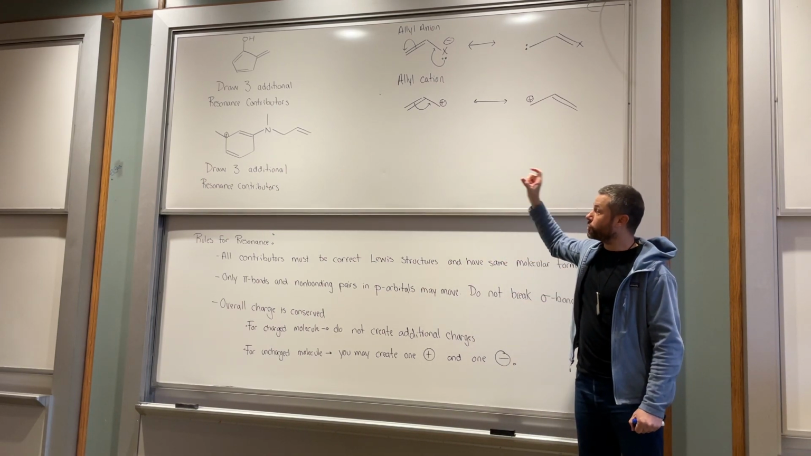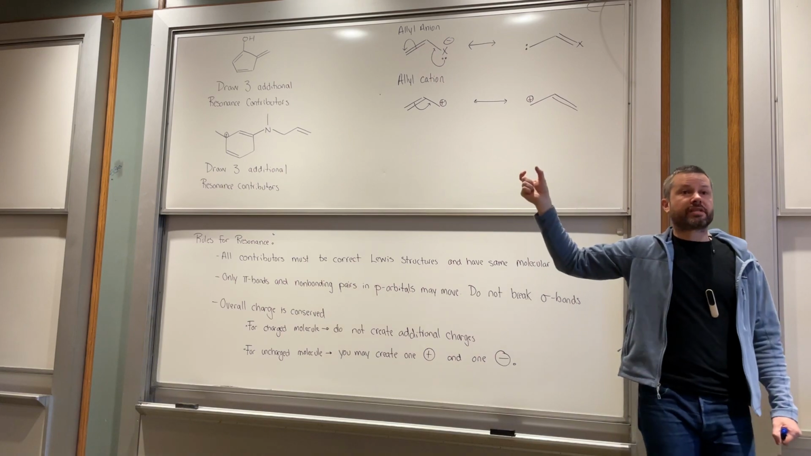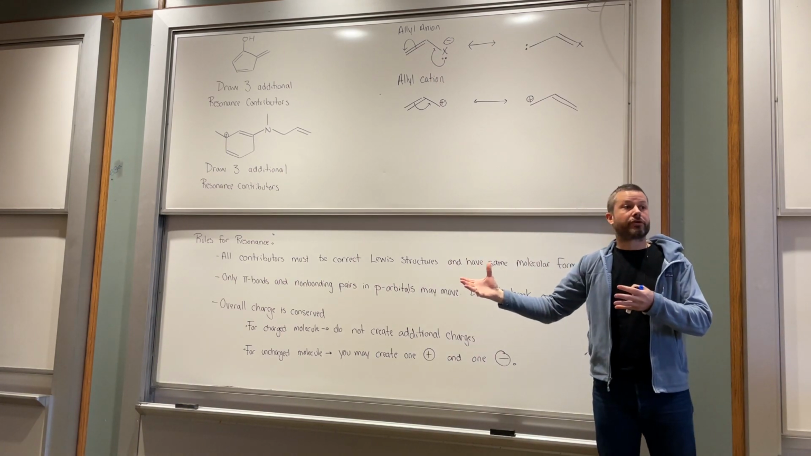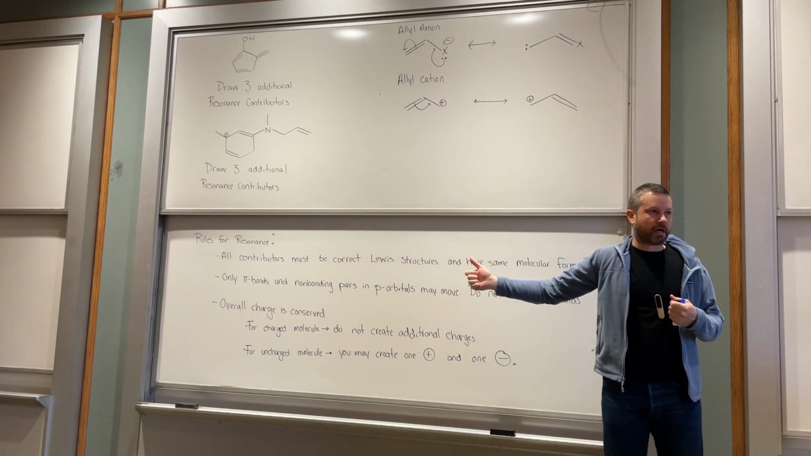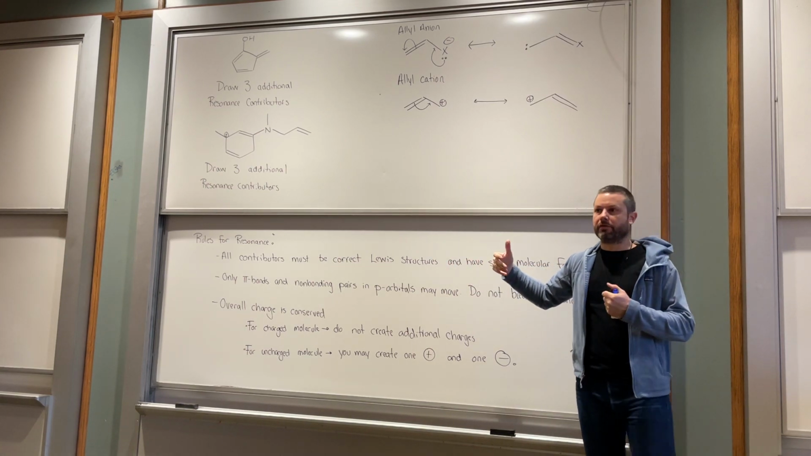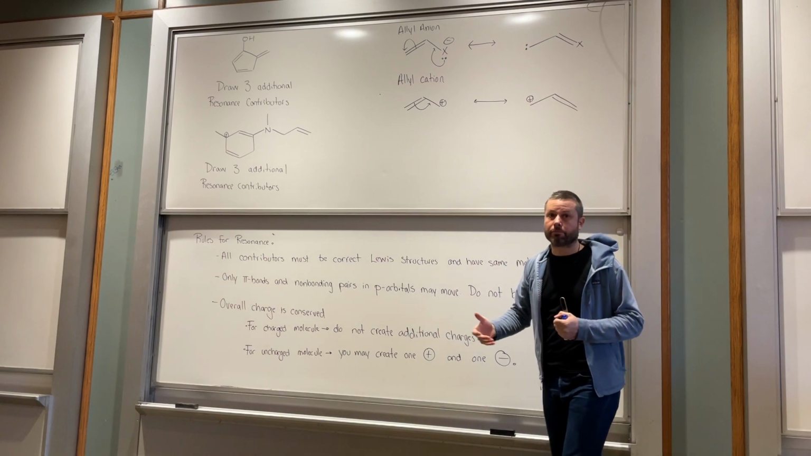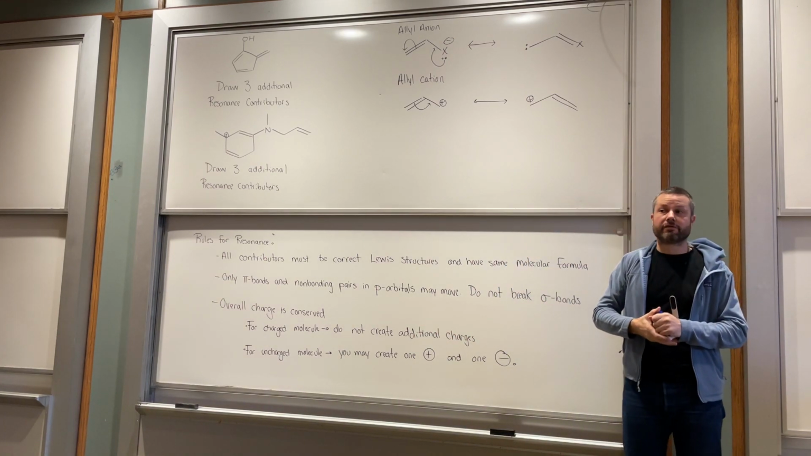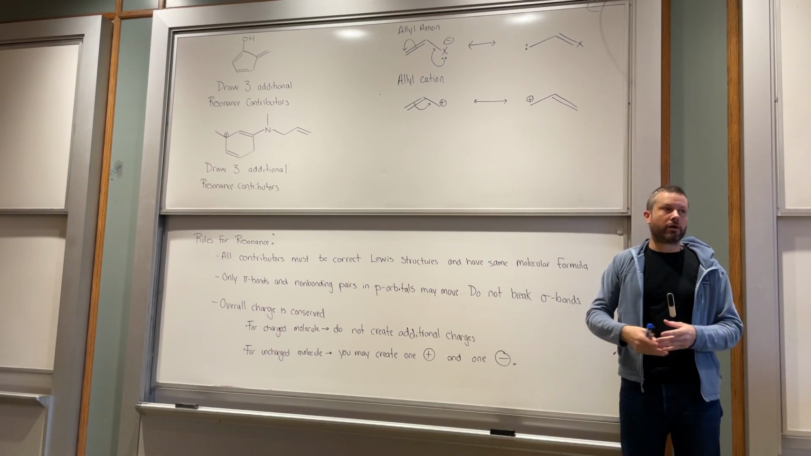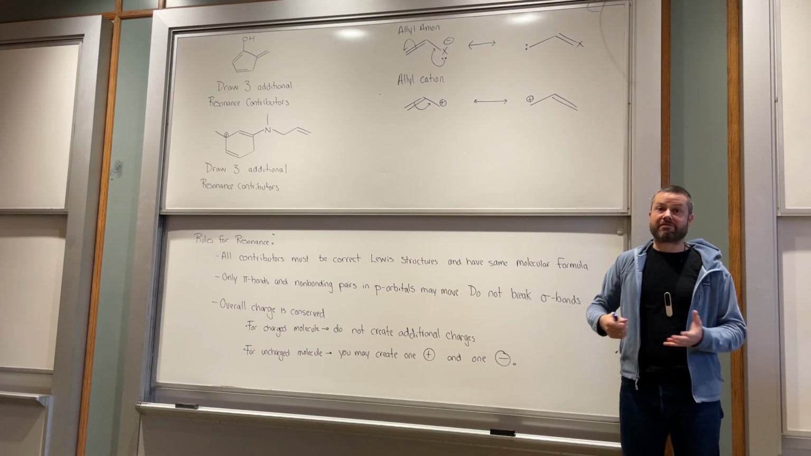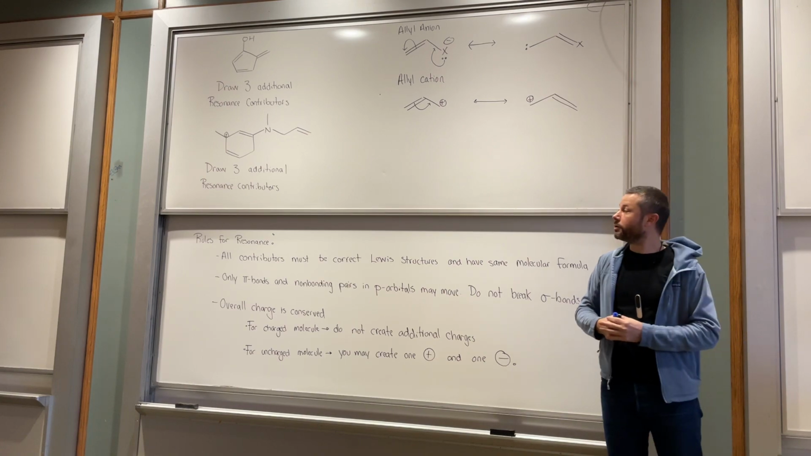And then with charges, you want to make sure that charge is conserved. So if your molecule that you're starting with is positive, all resonance structures that you draw have to be positively charged. If the formal charge of the molecule is negative, all resonance structures have to be negatively charged. If it's neutral, all resonance structures have to have a net neutral charge.